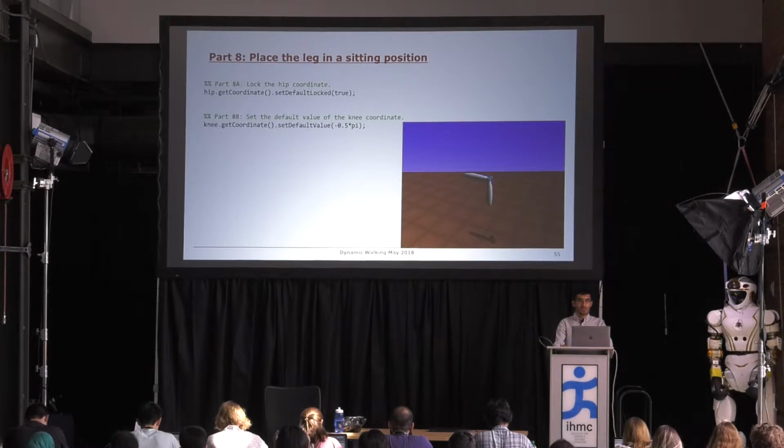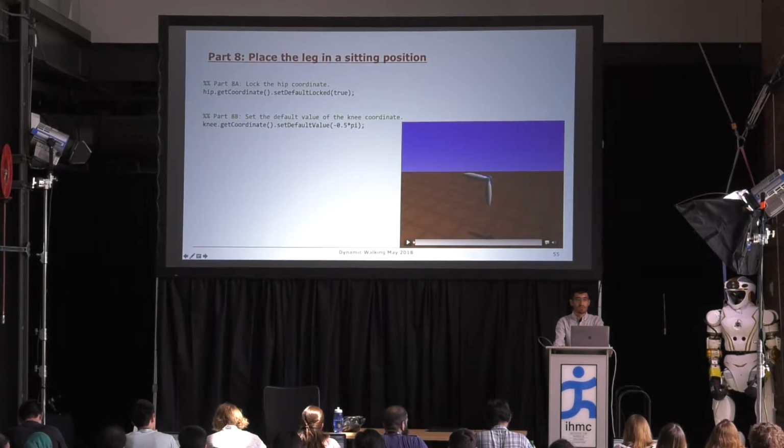So one thing you'll note in this video is that the shank moves a little bit, and that's because the muscle can generate passive forces. And so that means in the default pose, the muscle is actually stretched a little bit beyond rest.